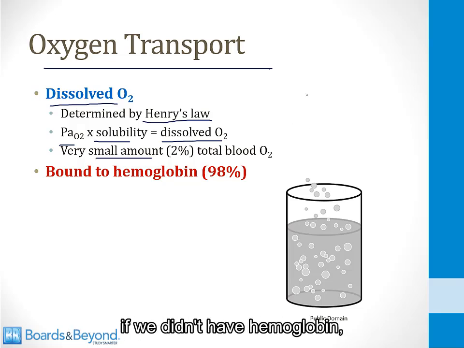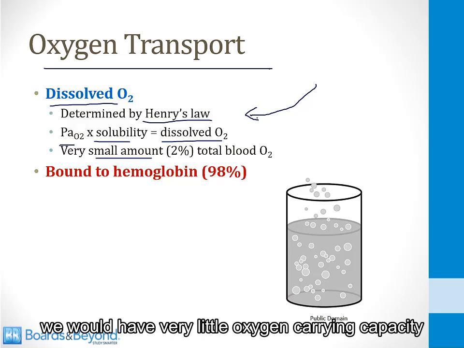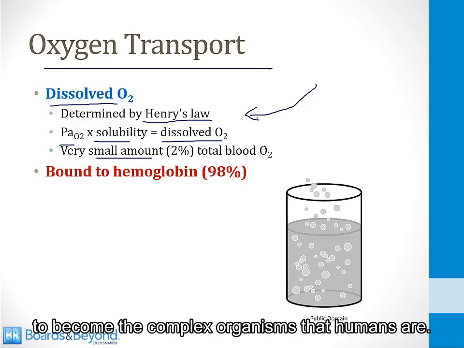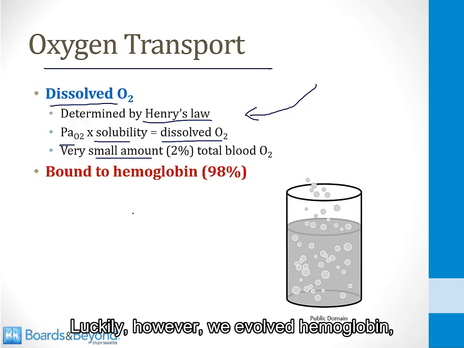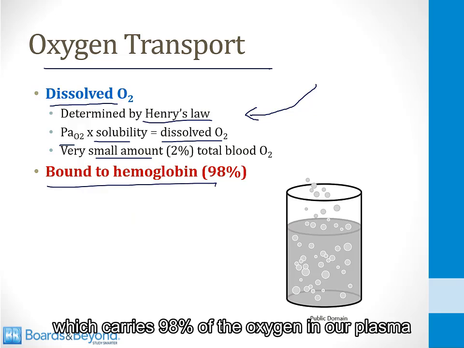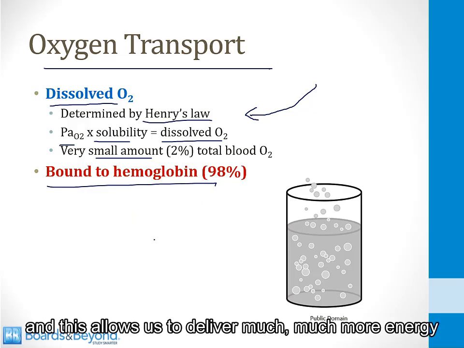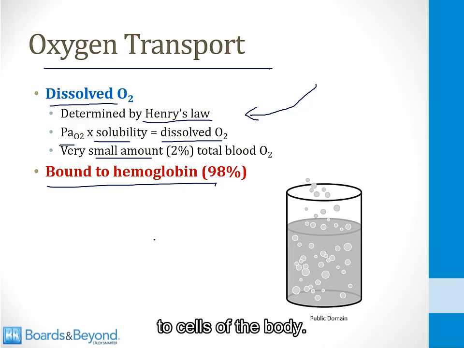If we didn't have hemoglobin, we would have very little oxygen carrying capacity and we would never have evolved to become the complex organisms that humans are. Luckily, however, we evolved hemoglobin, which carries 98% of the oxygen in our plasma, and this allows us to deliver much more energy to cells of the body.